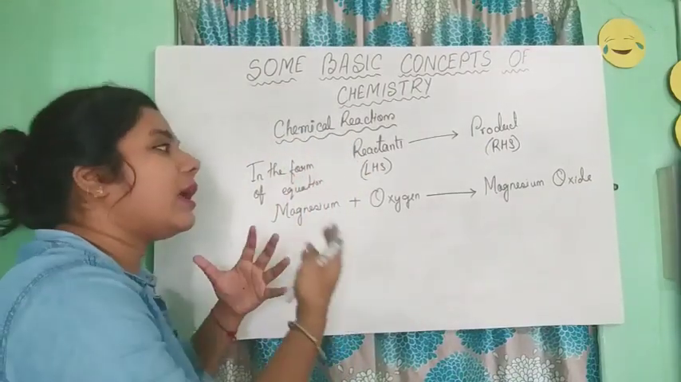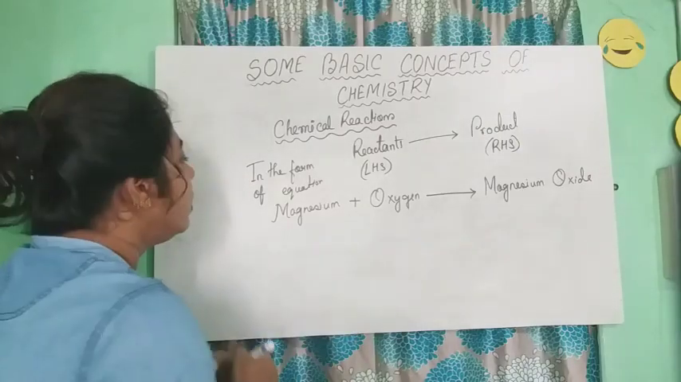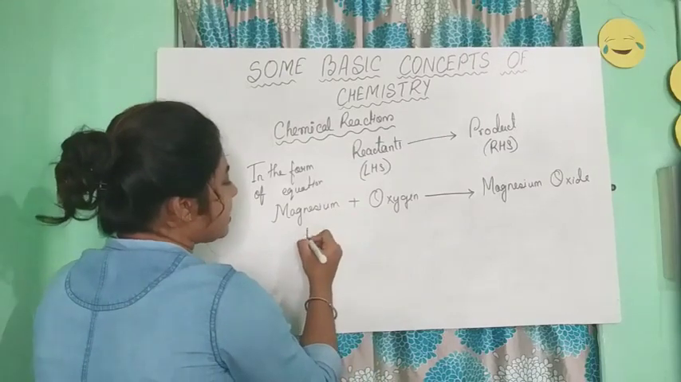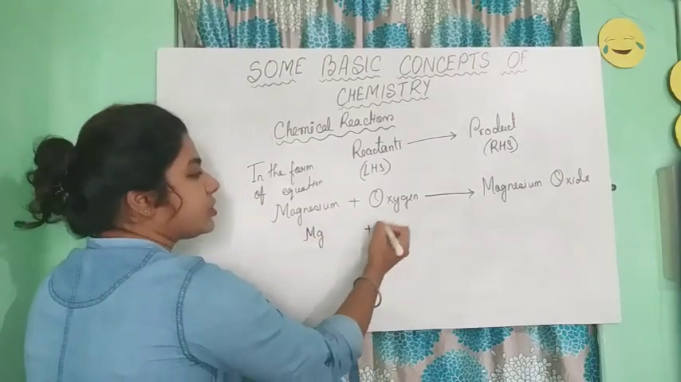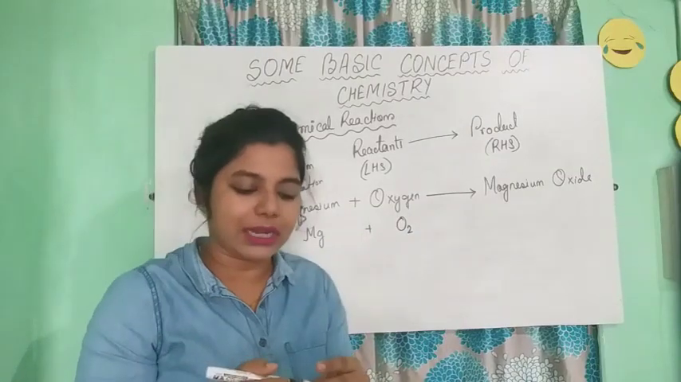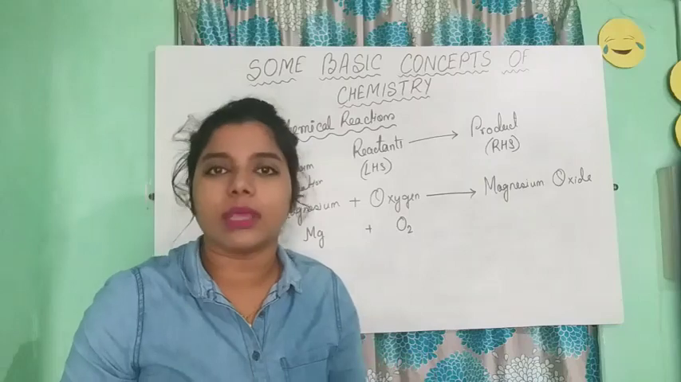Now we can further make it a shorter one. We can make it even shorter, how? We can just write the symbols, we can write in a symbolic way. What is the symbol of magnesium? Mg. What is the symbol of oxygen? O2. Actually oxygen is O. What do we write for oxygen? We write O as the symbol of oxygen, but remember oxygen is a diatomic molecule. What is oxygen?